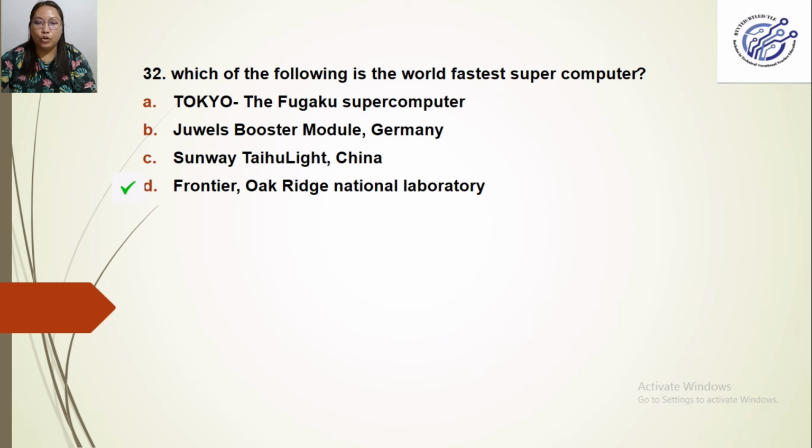So 32, which of the following is the world's fastest supercomputer? A. Tokyo, the Fugaku supercomputer. B. Jewel's Booster module sa Germany po ito. Then C. Sunway TaihuLight ng China at saka D. Frontier, Oak Ridge National Laboratory. So, nakita na pala yung sagot. Pero tingnan po natin yung iba't ibang supercomputer po na ito.